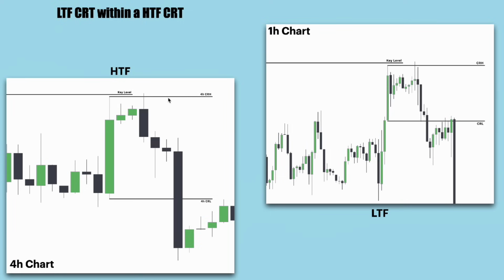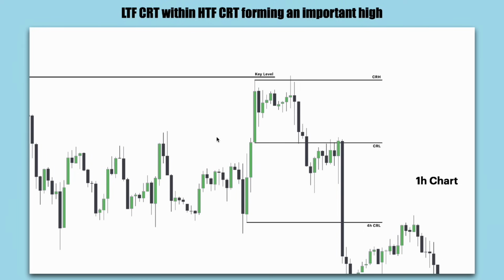This is our higher time frame CRT high and low. The CRT high was hit, so we moved to the lower time frame. As you can see, the 1-hour CRT's low and high were also respected. The 1-hour CRT was formed within the 4-hour CRT. This is crucial. As shown here, the 1-hour CRT high and low were established within the 4-hour CRT high and low. Understanding this concept is very important, as it will help you identify key highs and lows.